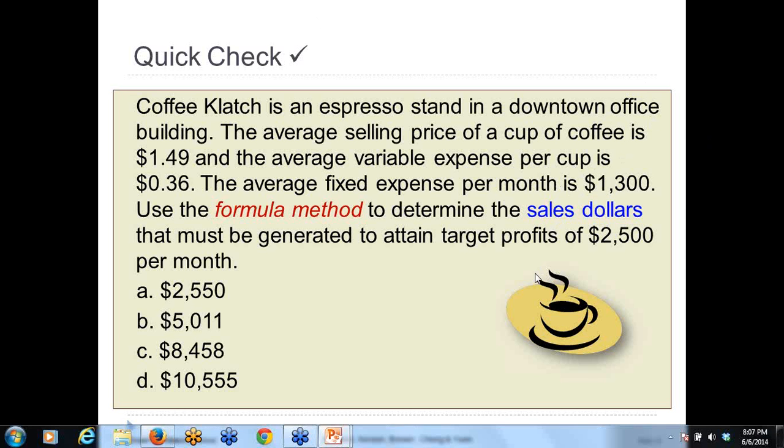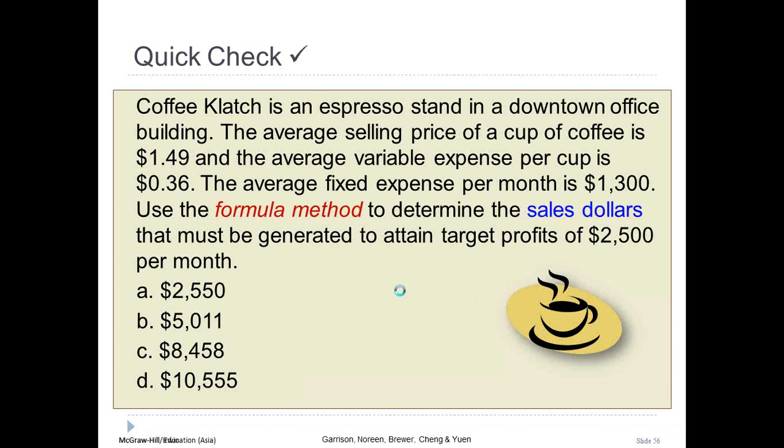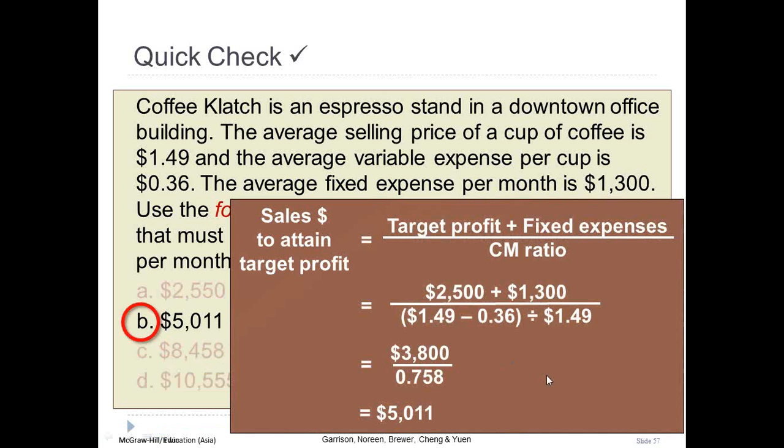So here we go. The example, $1.49, 36 cents. We're going to use the formula method to determine this. Answer is, take the target profit plus fixed expenses divided by the contribution margin ratio gives us sales dollars to attain the target profit: 5,011.